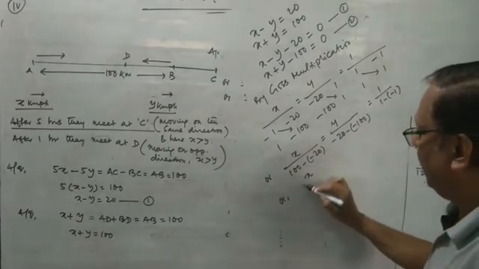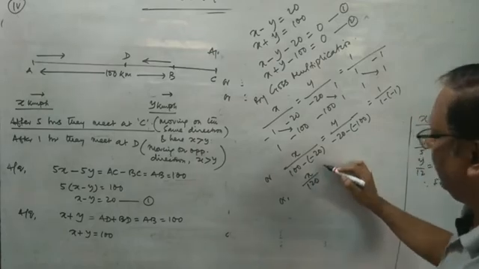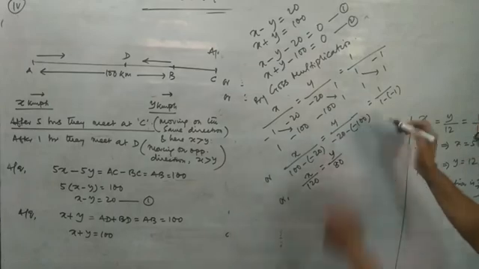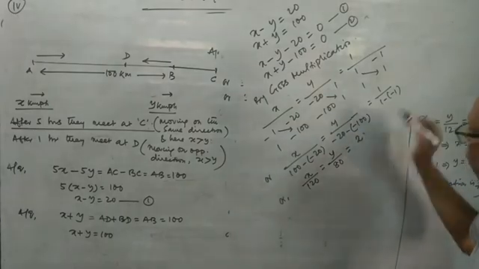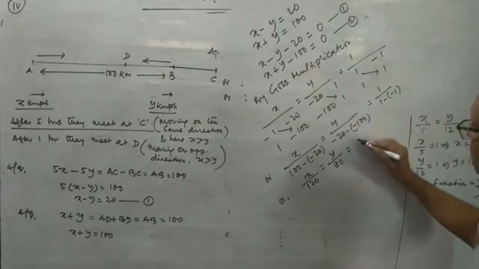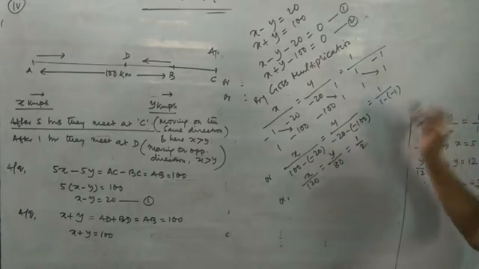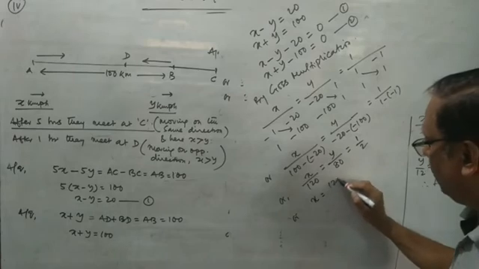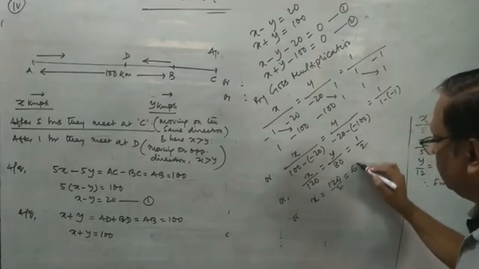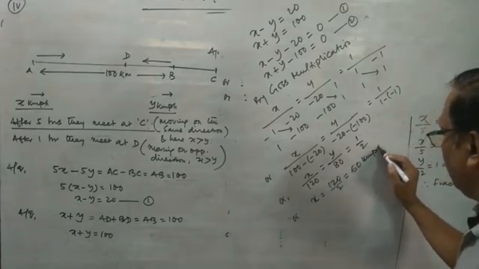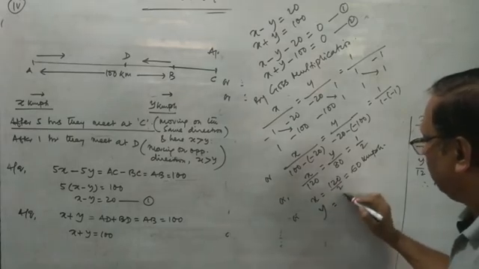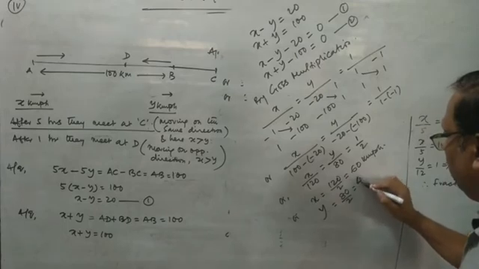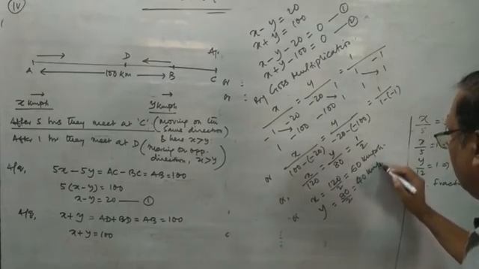Or we are getting x by 120 is equal to y by, simply it will be 80, and it will be 2. Oh sorry, 1. This will be 1 by 2. Now x equals 120 by 2, that is 60 kilometer per hour, and y is equal to 80 by 2, that is 40 kilometer per hour.